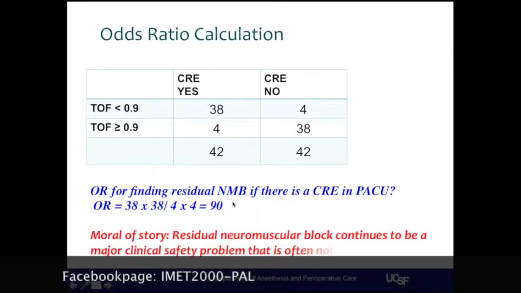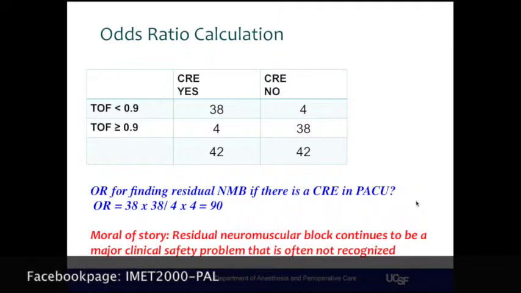So the moral of the story here is that residual neuromuscular block continues to be a major safety problem that is often not recognized when we wake patients up and take them to the recovery room. So this was a nice way of illustrating that without really knowing the true incidence.